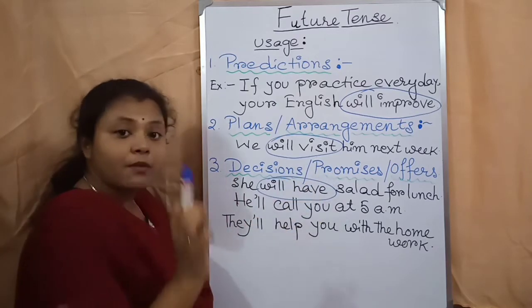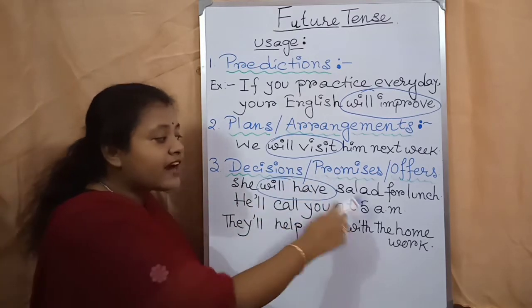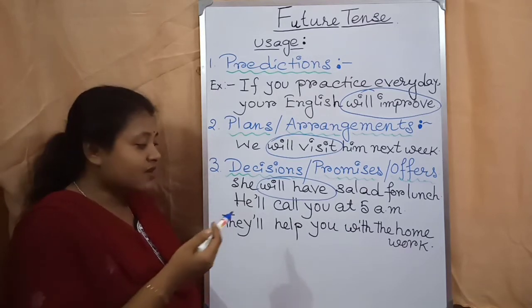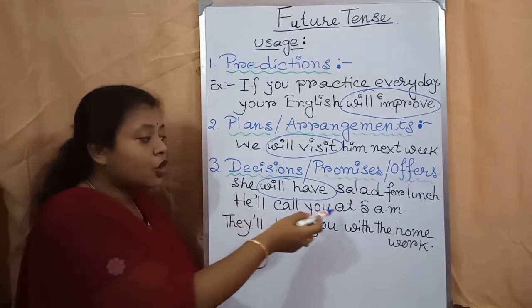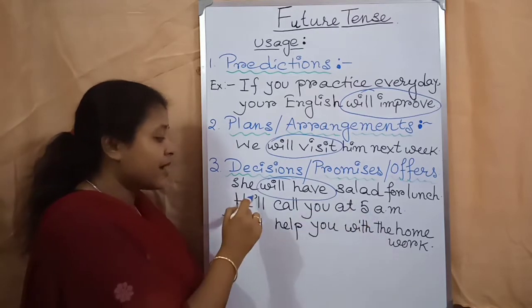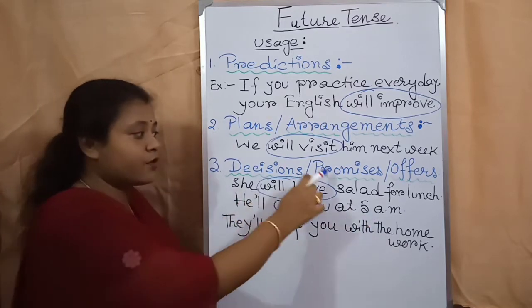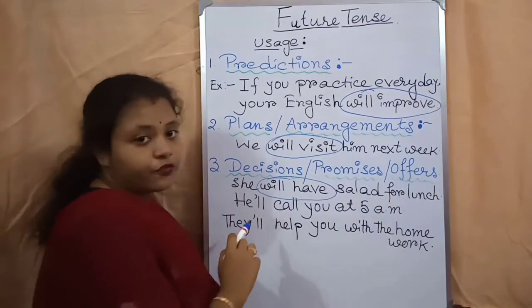Now come to promise. He will call you at 5 a.m. So he is making a promise, he is giving a promise: he will call you at 5 a.m. Here apostrophe double L means he will. Okay, he will call you at 5 a.m. Promises.